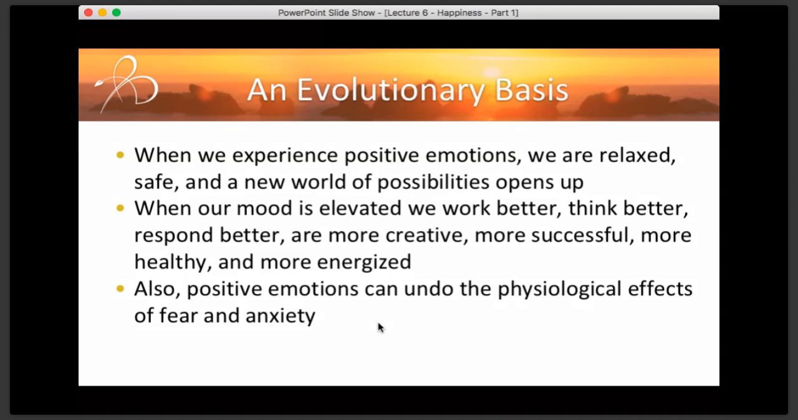So picture someone's in a state of anxiety and you reach out to them and you offer some comfort. You talk to them a little bit, you give them a hug, you make them laugh a little bit, and suddenly their body comes back to a state of equilibrium.